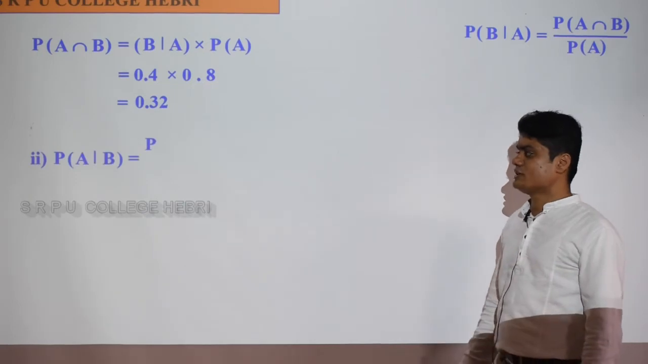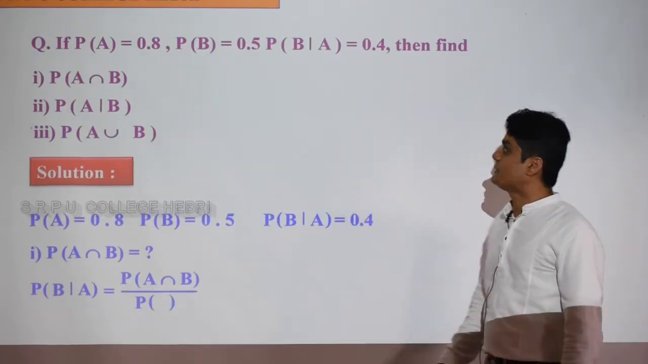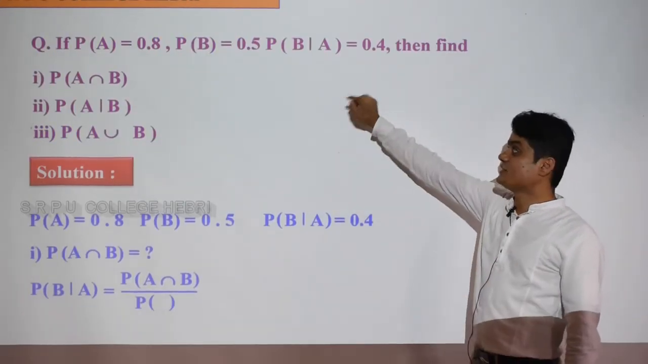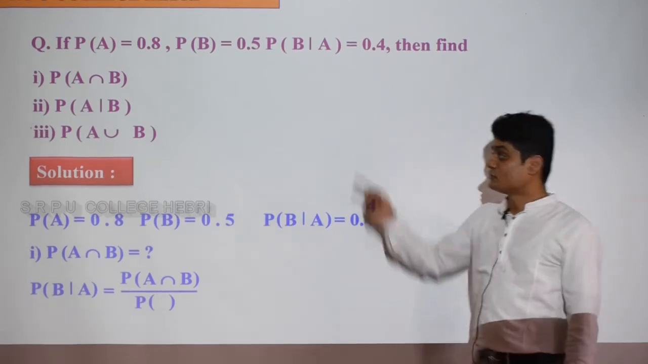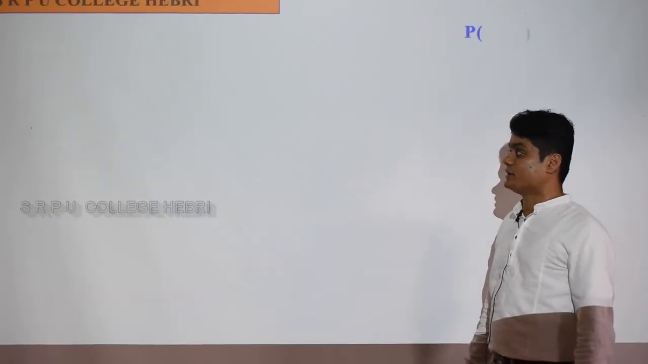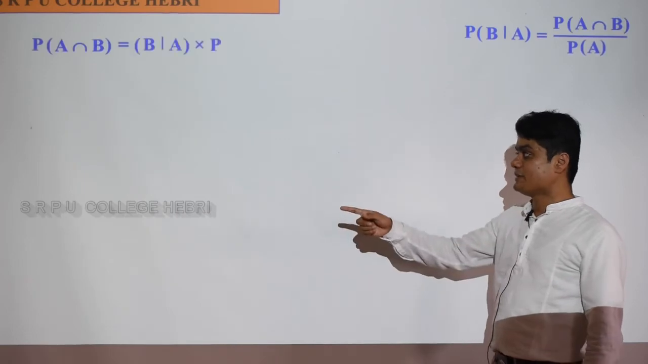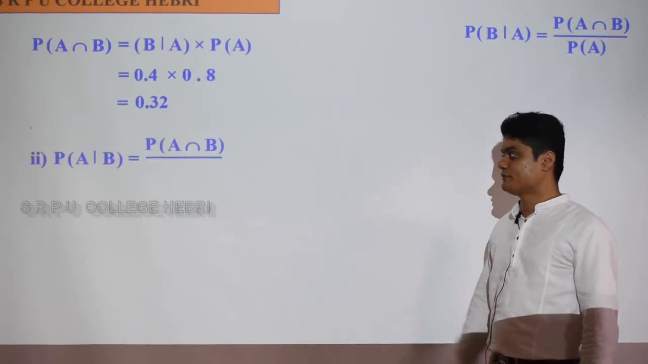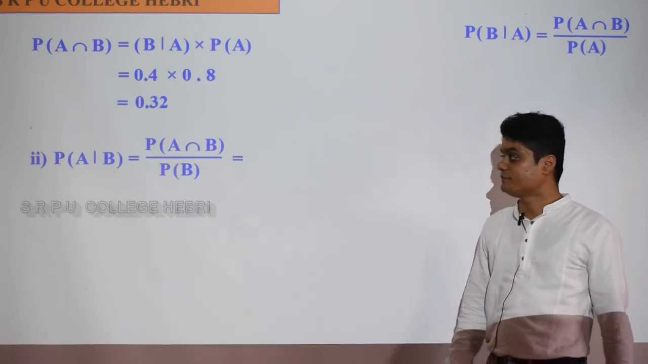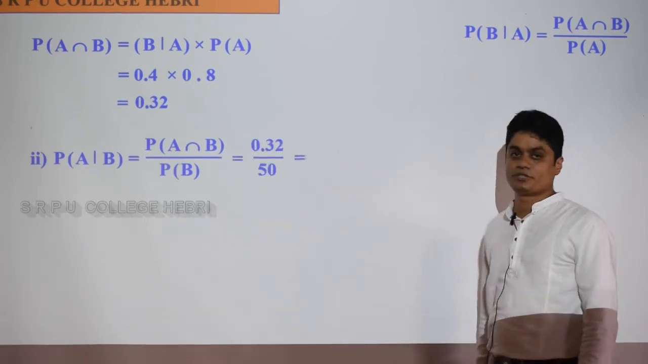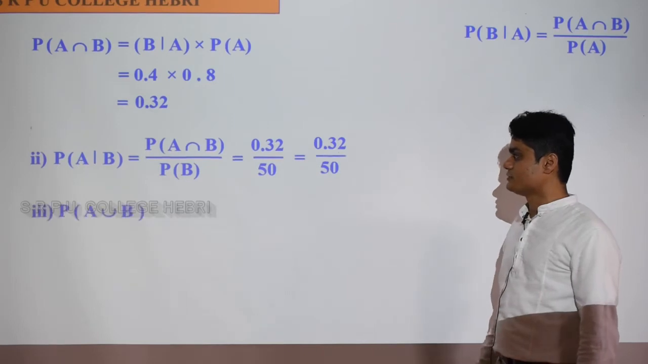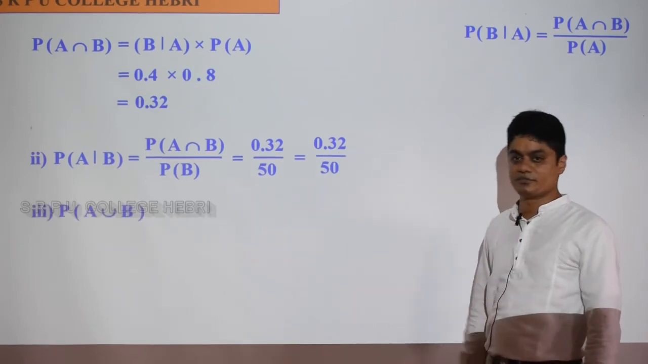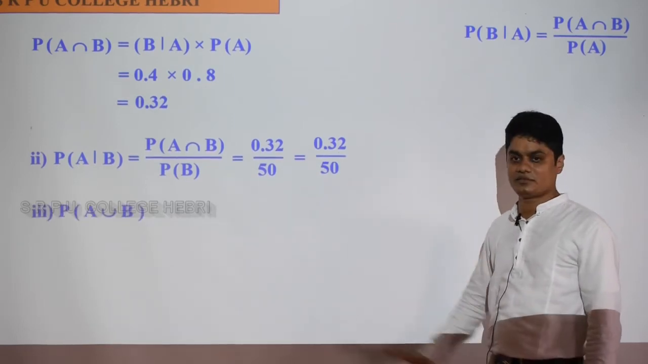Okay, what is the next question? Find the probability of A bar B. What is given in the question? The probability of B bar A. So we'll get the probability of A bar B. You can find it like this. Observe carefully: the formula is probability of A intersection B divided by probability of B. Again everything is given, substitute properly. You'll get 0.32 divided by 50. You can write it in decimal form also, or keep it as it is, not an issue.